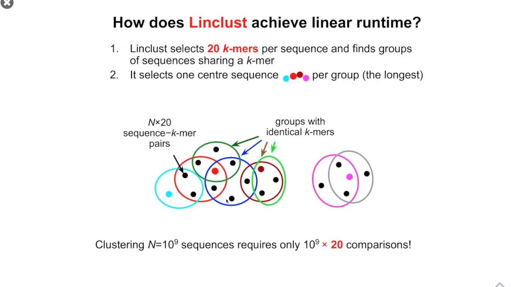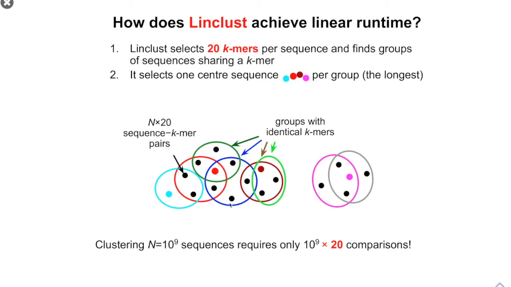And the trick now to become linear in the runtime is that for each k-mer group, you just pick the longest sequence and say the longest sequence in that k-mer group is the centroid of that k-mer group. And this centroid sequence can be shared, so it can be the same sequence also for the blue and green dot here. You see that the red dot here is the longest sequence. It covers the red, green, and blue k-mer group.